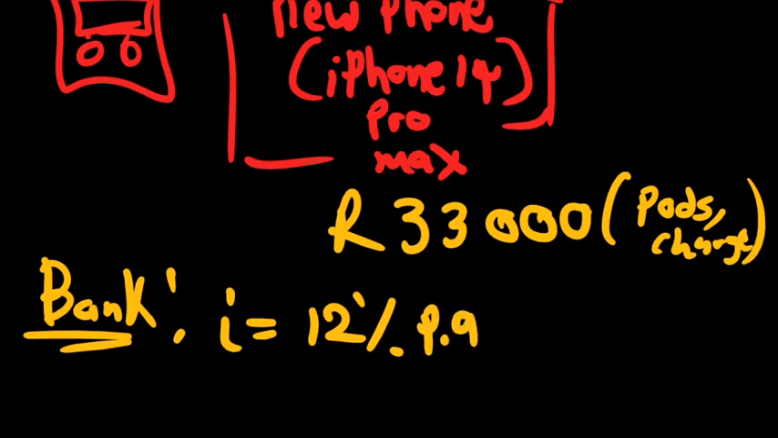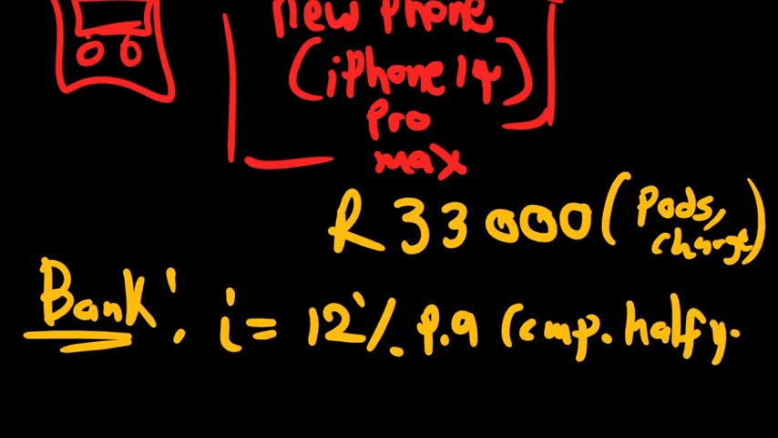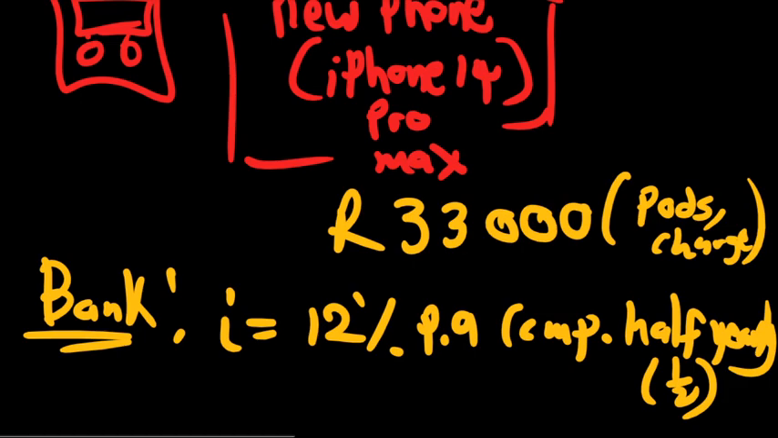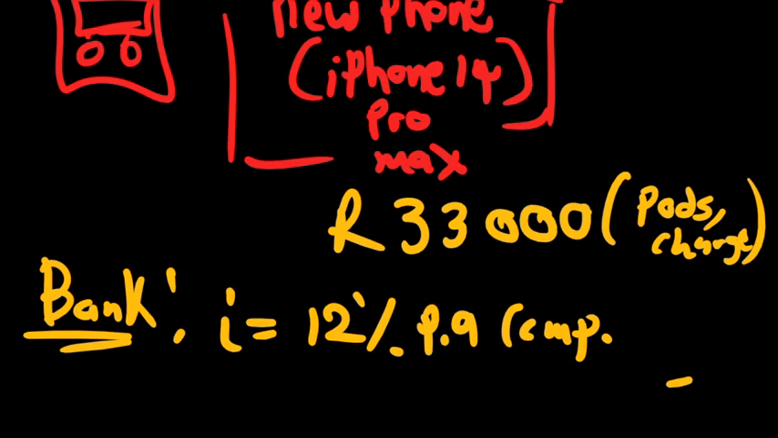per annum, compounded half yearly, right? Half yearly is just every 6 months. Actually, let me not use half yearly. Let me use something different. Let's just say quarterly or monthly, because we always use monthly. Let's say monthly.